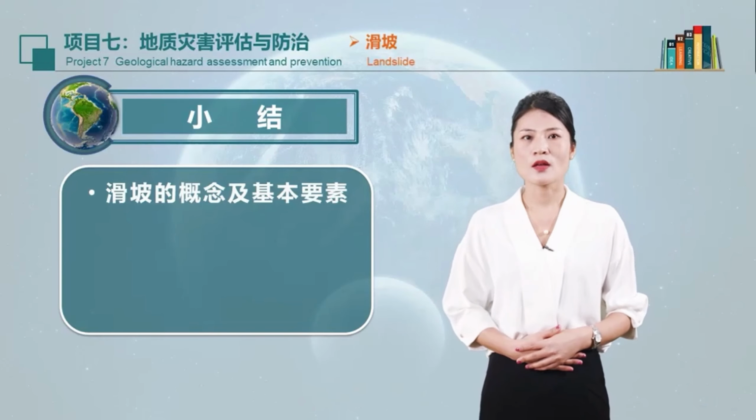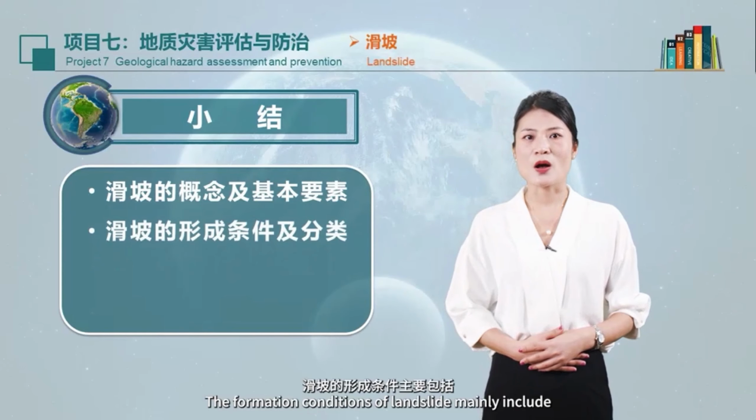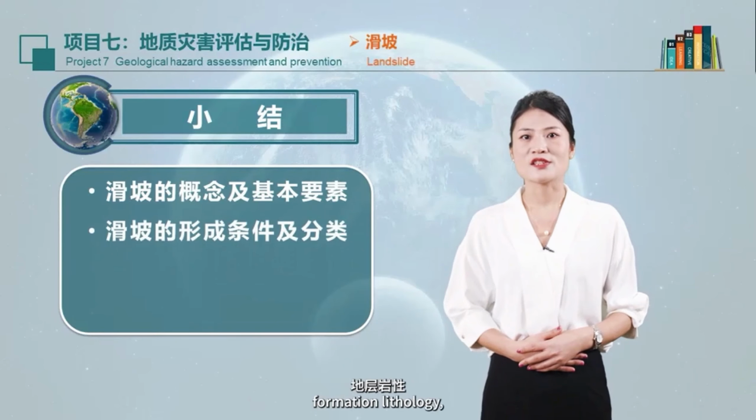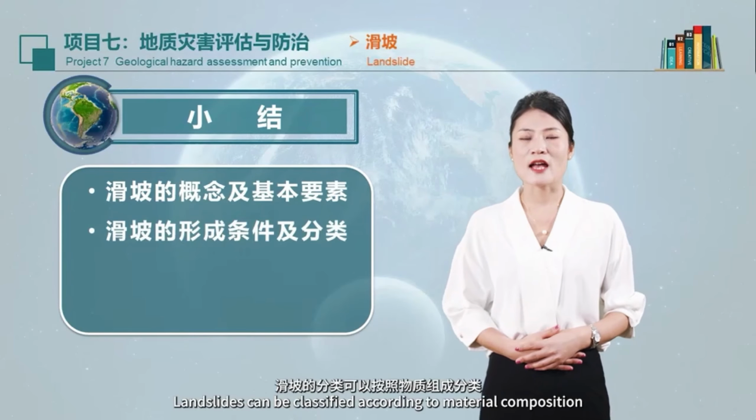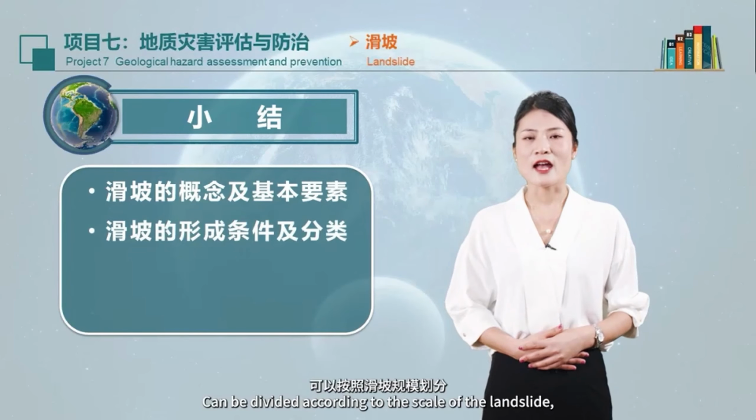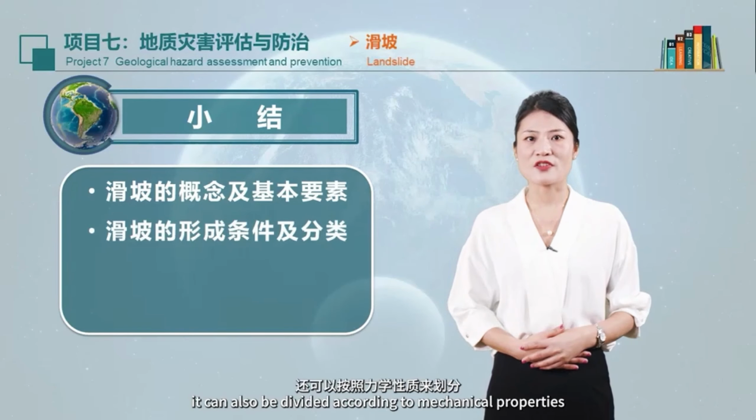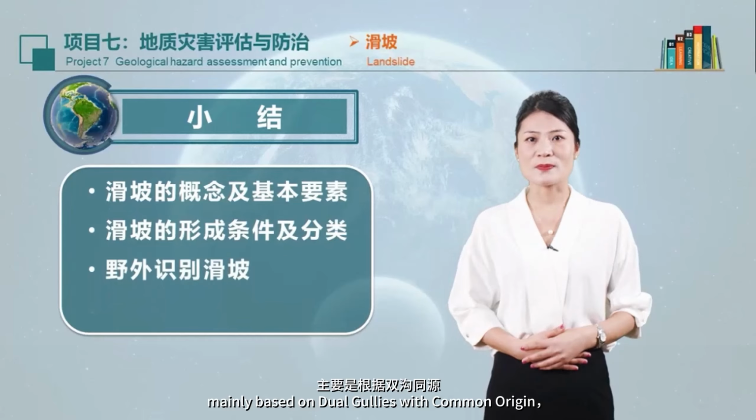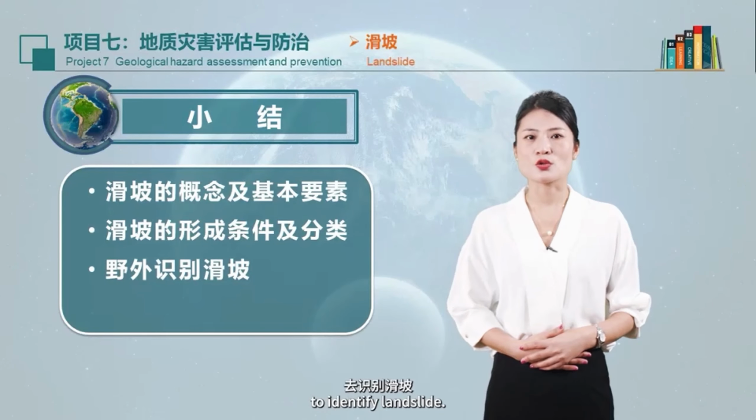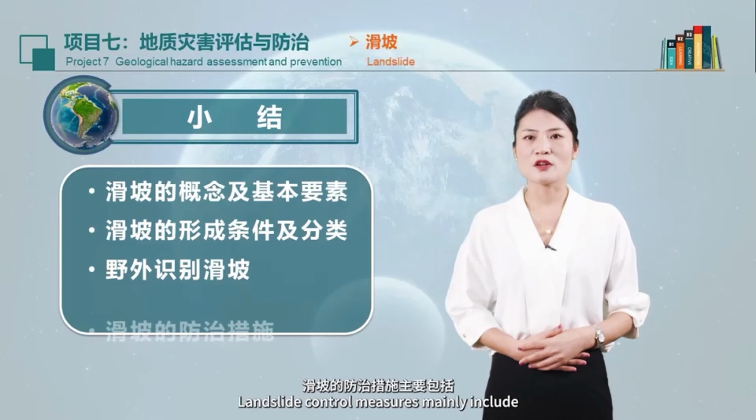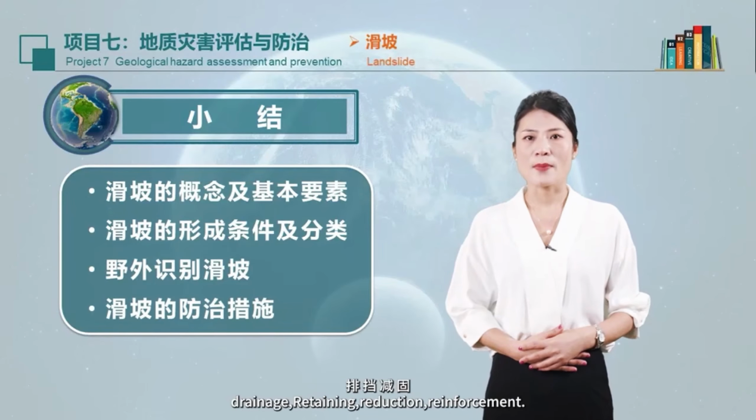The formation conditions of landslide mainly include landform, formation lithology, geological structure and hydrogeological conditions. Landslides can be classified according to material composition, divided according to the scale of the landslide, and also divided according to mechanical properties. Field identification of landslides is mainly based on double gullies with common origin, drunken forest, saber tree, stratigraphic structure mark, and hydrogeological indicator. Landslide control measures mainly include drainage, retaining, reduction, reinforcement.